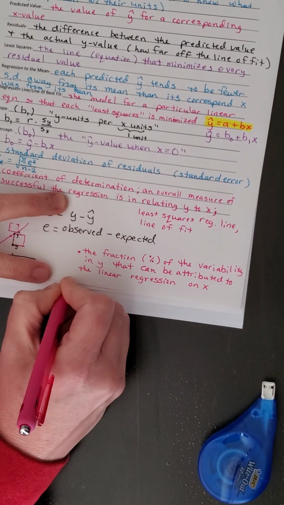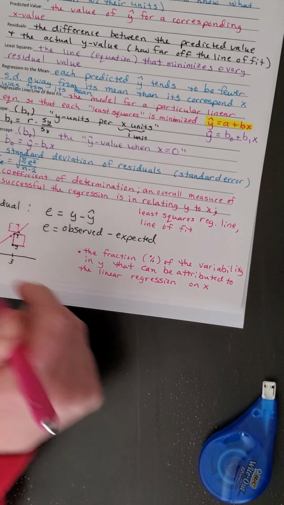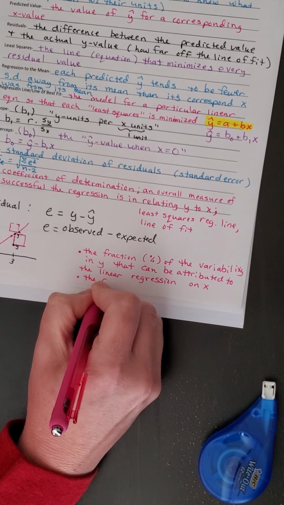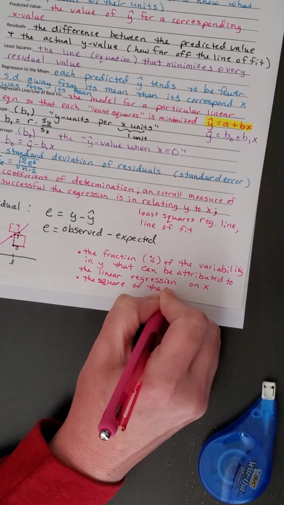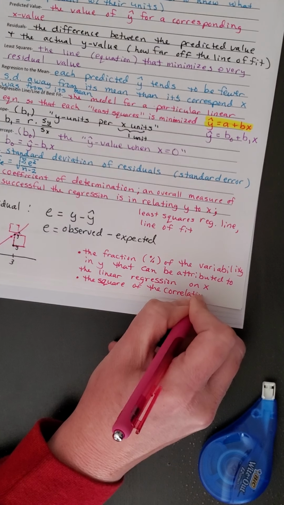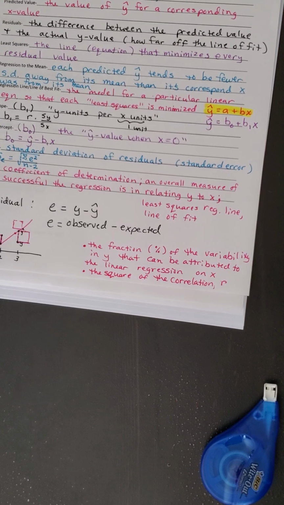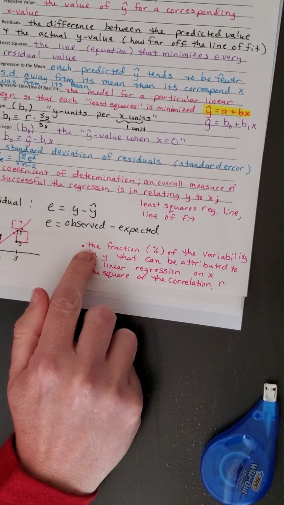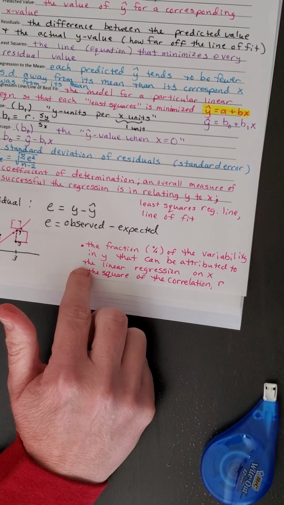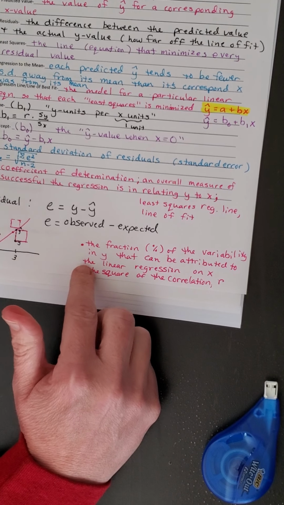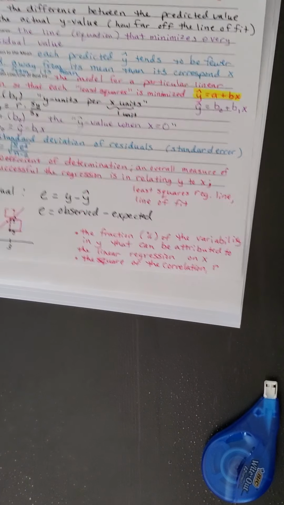Our book says it this way. I don't really like it, so I use a slightly different interpretation. It's also literally the square of the correlation R. That's why it's called R squared. My interpretation, the one I've seen that's a little bit better, is the fraction or the percent of the variability in y that can be attributed to, as I have heard it said, the variability in x. So I'll generally say it that way.